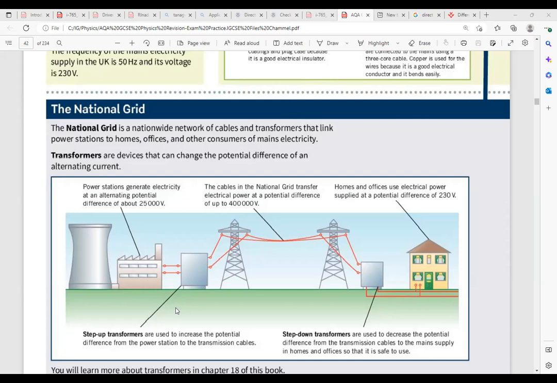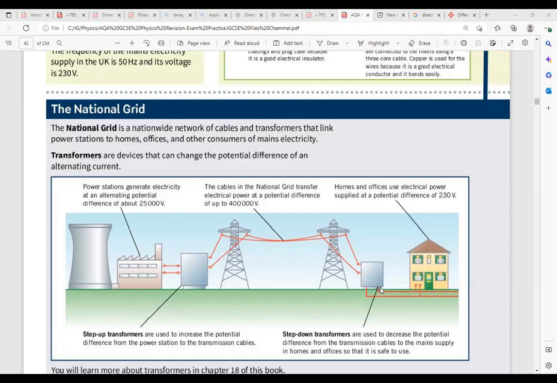We have two different types of transformers. The first one is called step down. A step down transformer takes a high voltage and changes it to a low voltage. A step up transformer changes the low voltage to a high voltage. That's why the 25,000 increases to 400,000, because of the step up transformer.